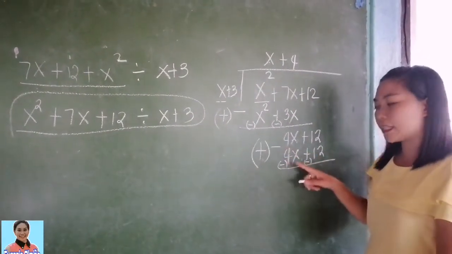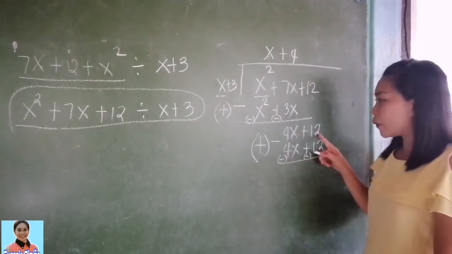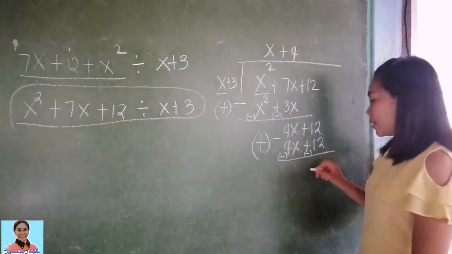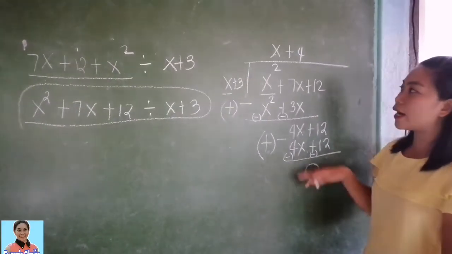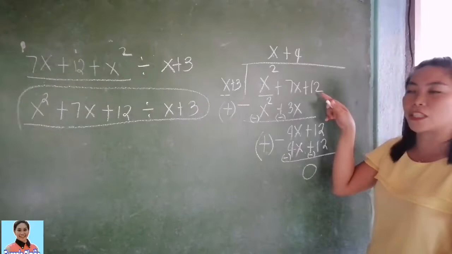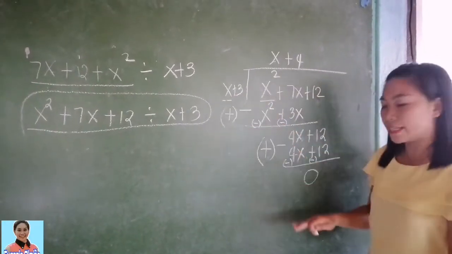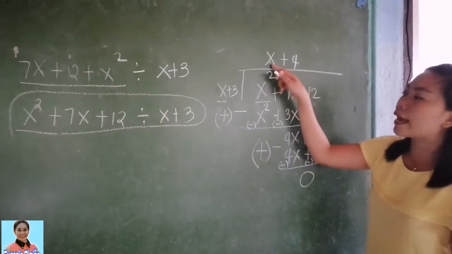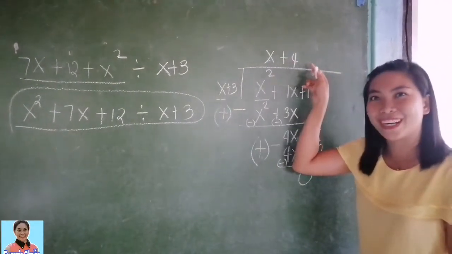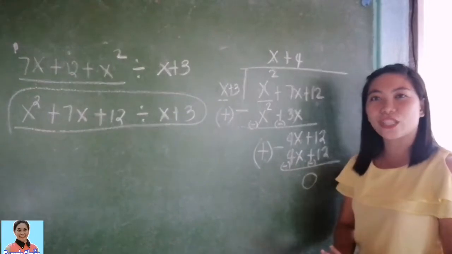So, 4x plus negative 4x, 0. 12 plus negative 12, 0. Therefore, the remainder in dividing x squared plus 7x plus 12 by x plus 3 is equal to 0. And the quotient of this is x plus 4. Diba? So, congratulations, we've made it.